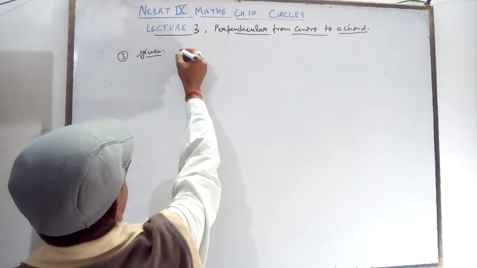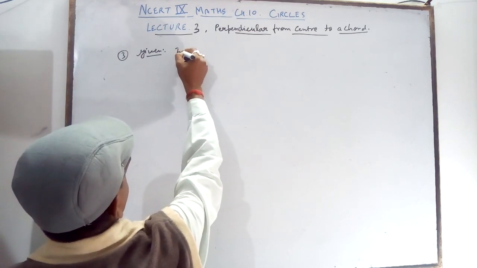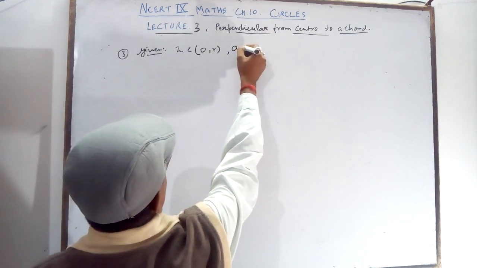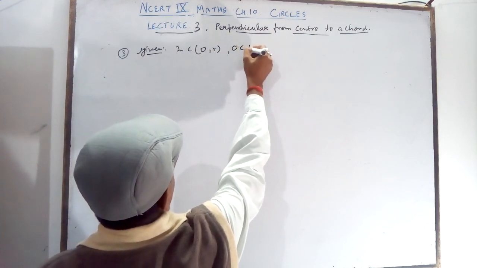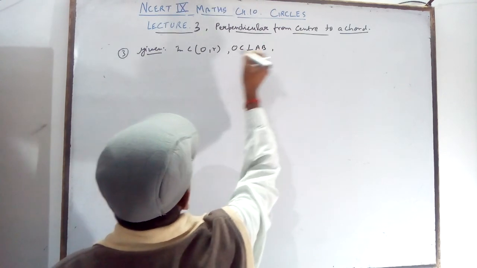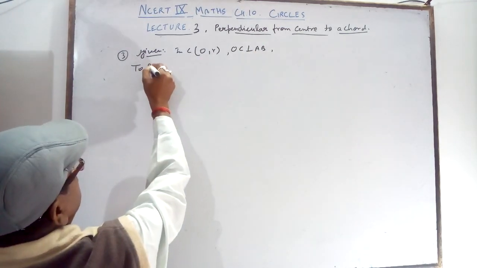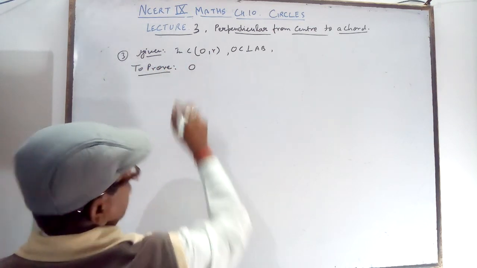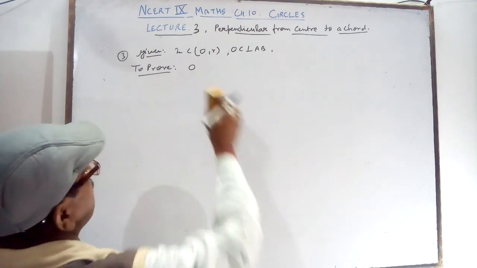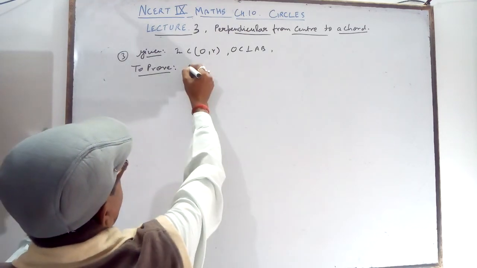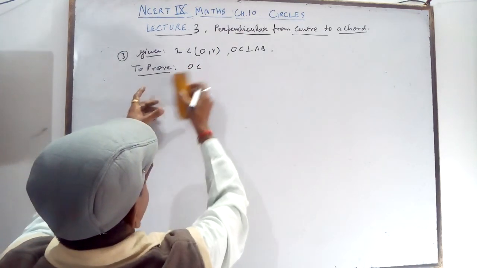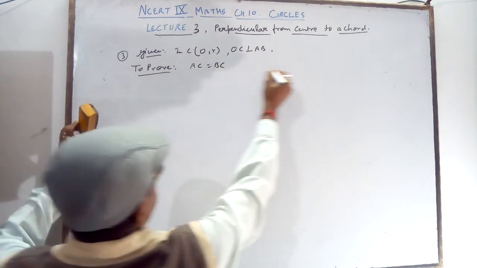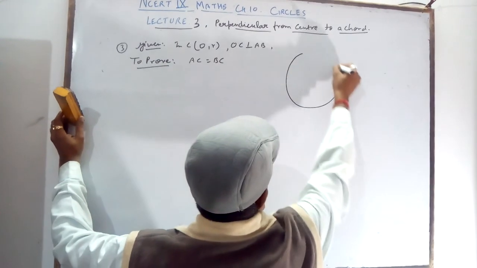How? Perpendicular from center means, in the circle with center O and radius R, OC is perpendicular to chord AB. To prove: OC is perpendicular to the chord, which means it bisects it, so AC is equal to BC. You want to prove AC is equal to BC.